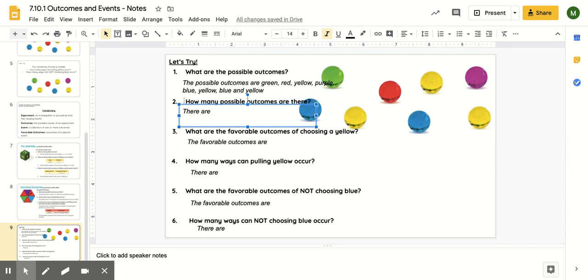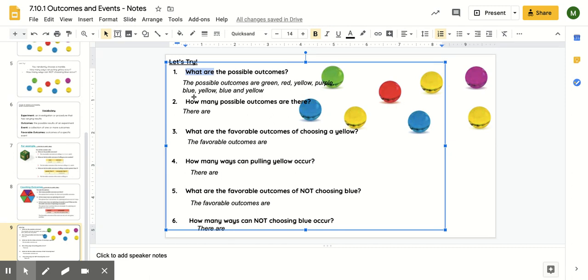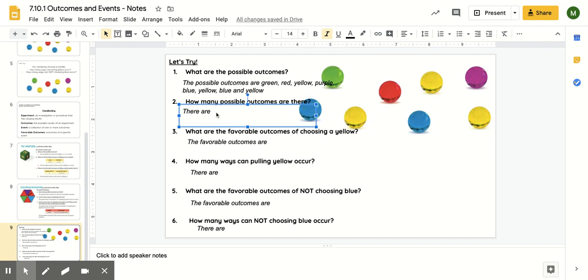Then it asks us how many outcomes. Notice the slight difference in these questions. What are the possible outcomes? How many possible outcomes? Well, now here is where we just count. 1, 2, 3, 4, 5, 6, 7, 8. There are 8 marbles. So there are 8 possible outcomes. All right. So again, the difference in the question, what are they? We make our list. What could we pull? And then how many outcomes there are, we count the number.